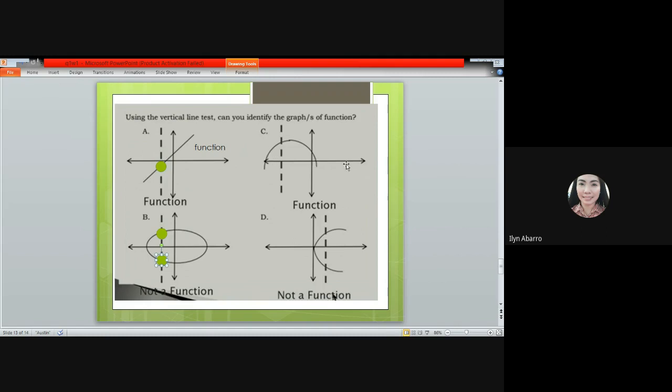Okay? Let us move on to letter C. This is a function because there is only one point of intersection. Where is the point of intersection? Here it is. And the same with letter D. When we do the vertical line test, you can see here that there are 2 points of intersection. Here, and here. Since there are 2 points of intersection, this is not a function.